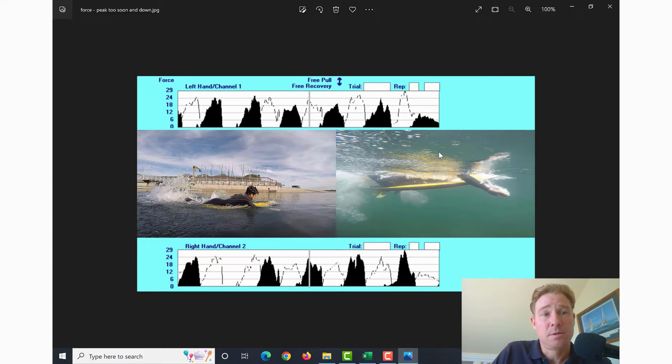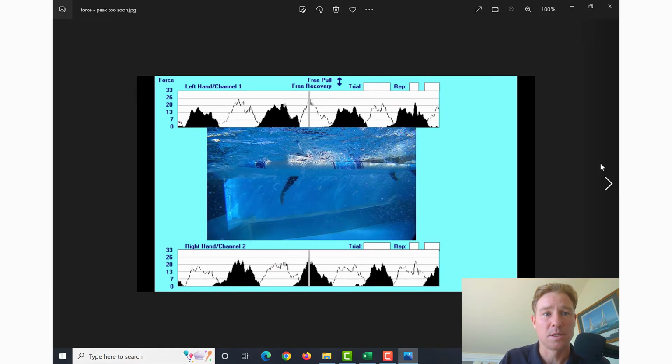Here the peak is too soon and in the downward direction. So you can see here the peak happens right at the beginning of the stroke, and you can see the arm orientation in the video of it being down. So what would you expect? You would expect right after this moment for the nose of the board to pop up. And that's what was happening with the other surfer as well.